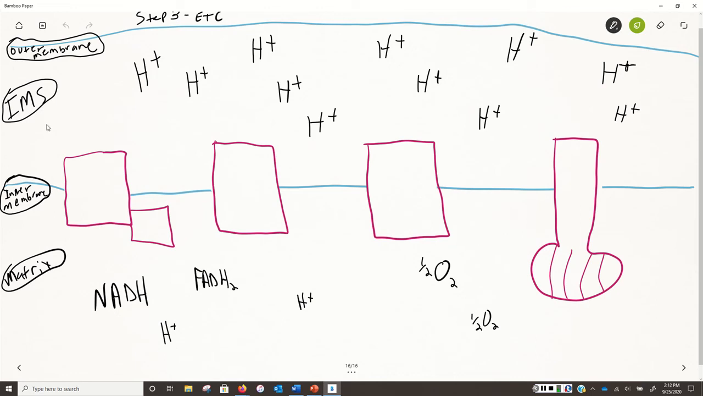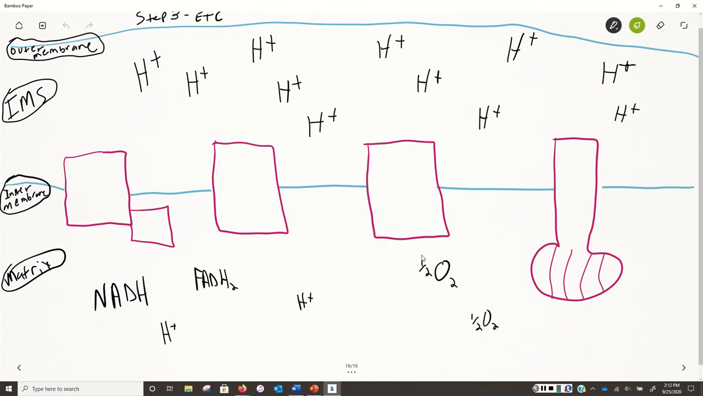Above this inner membrane, we see another blue line. This is that outer smooth membrane. And above that would be out in the cytoplasm. In between those two membranes is the intermembrane space. And in the intermembrane space, there are a lot of protons. The number that I've written here is not significant. I just did this to show that there are a lot of protons there.